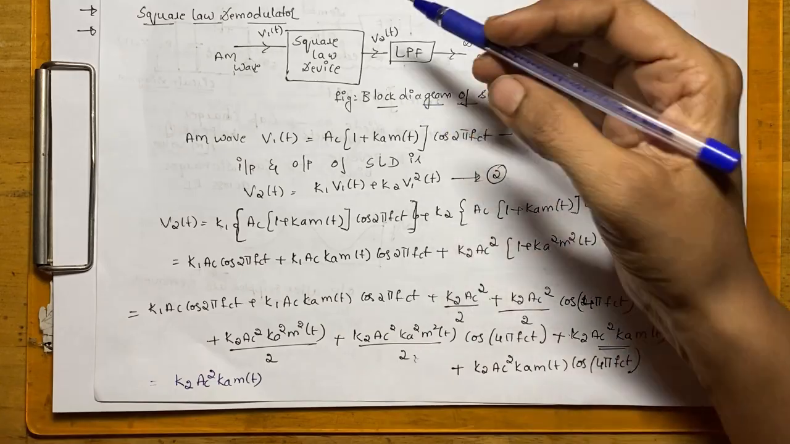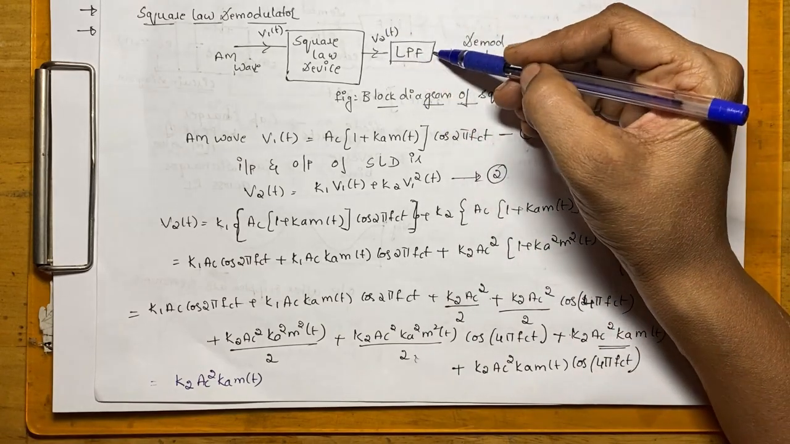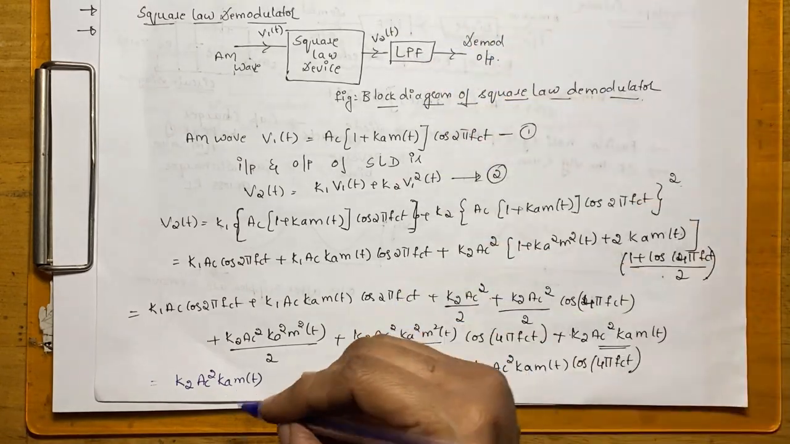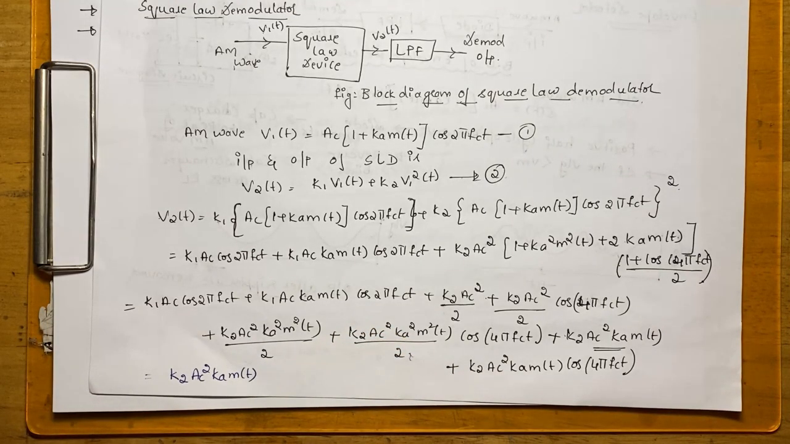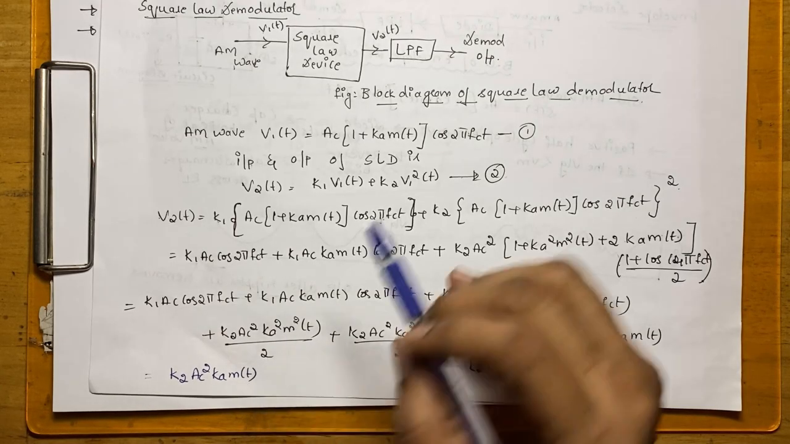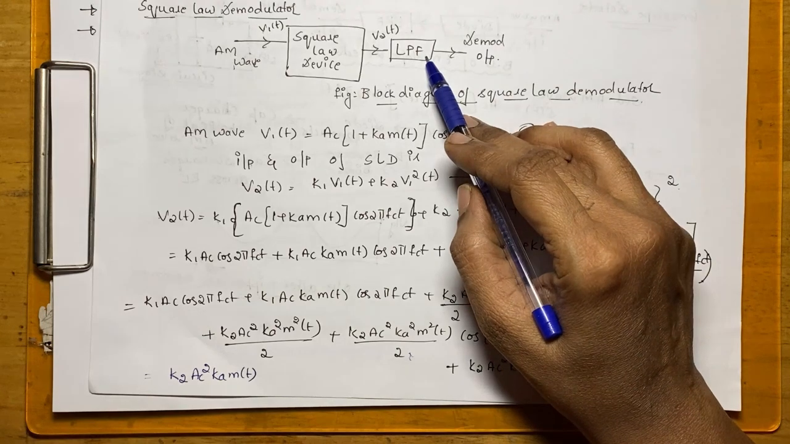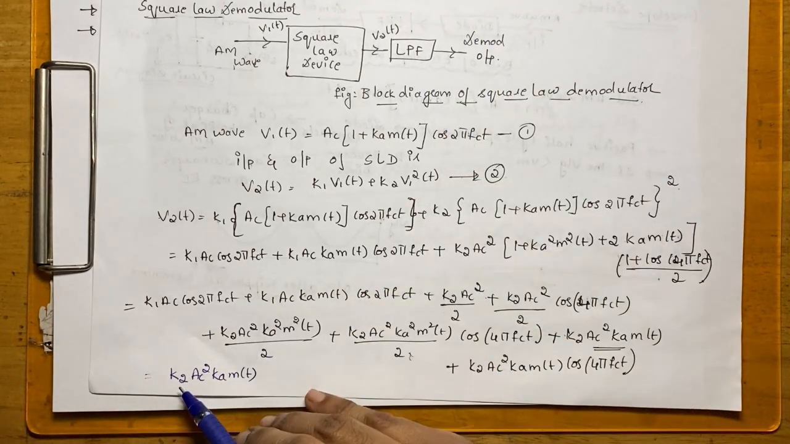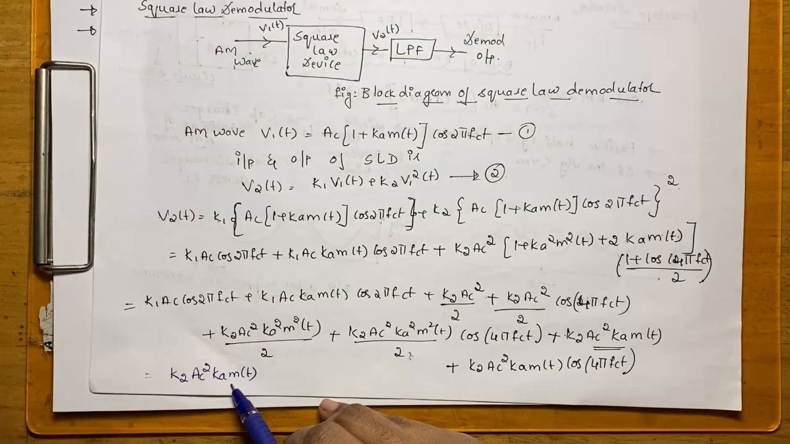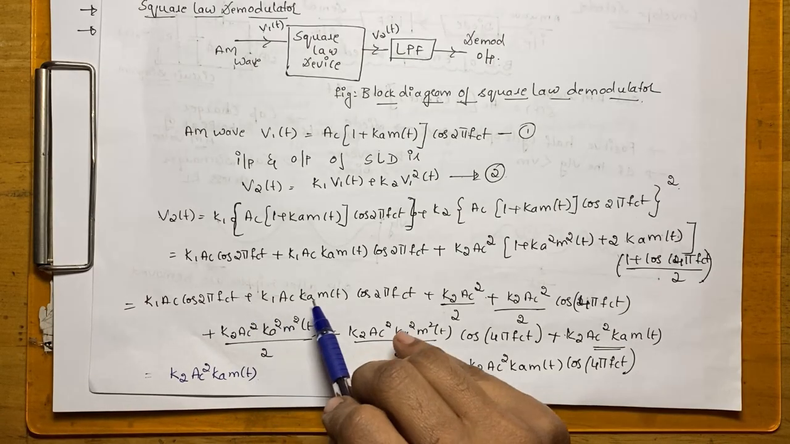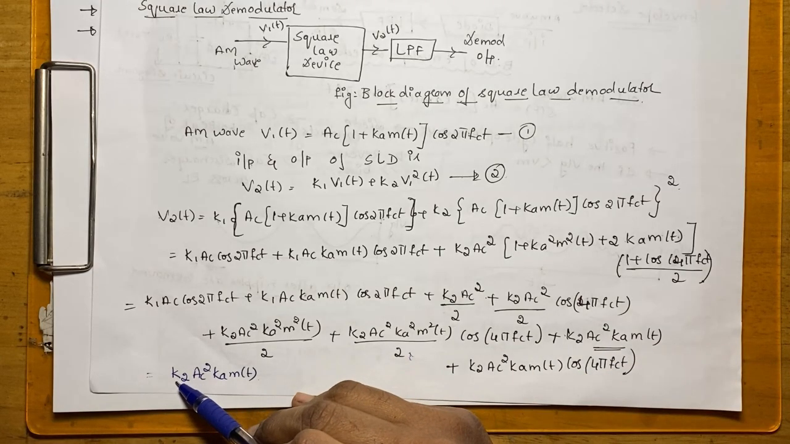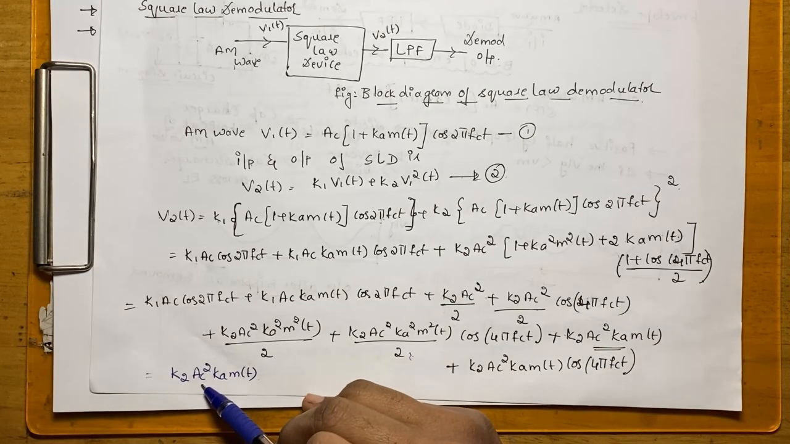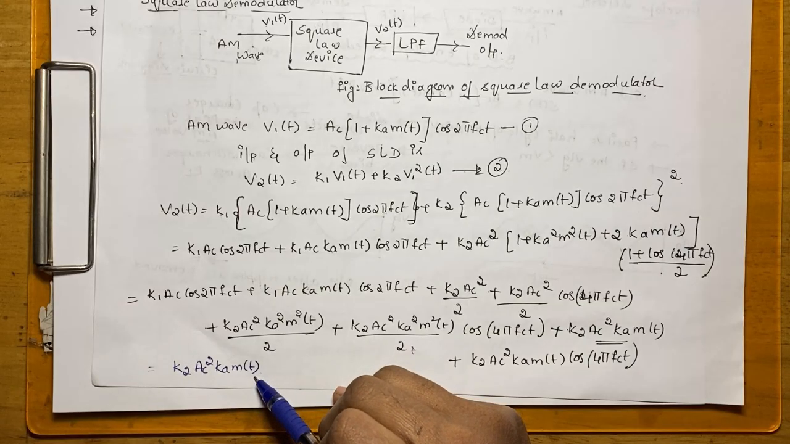This V2 of t, whatever has been obtained, is fed to a low pass filter to get back only the m of t signal, which is our original modulating signal. As this is a low frequency signal, the output of this low pass filter is nothing but K2 Ac square Ka m of t, and all the other signals are filtered out. This K2 Ac square Ka is nothing but the scaling of m of t.